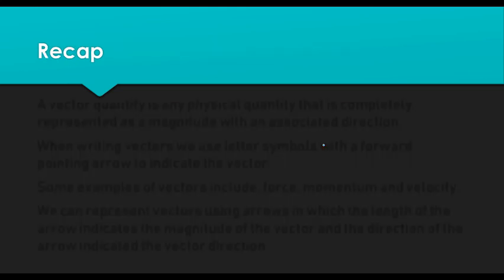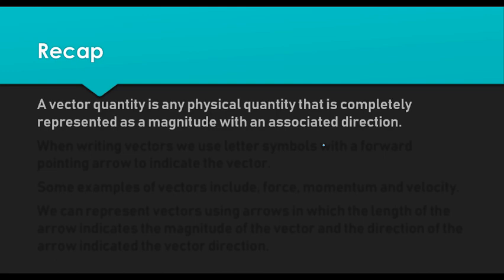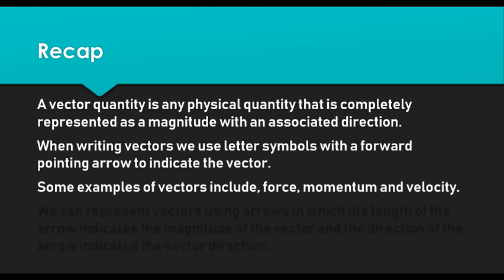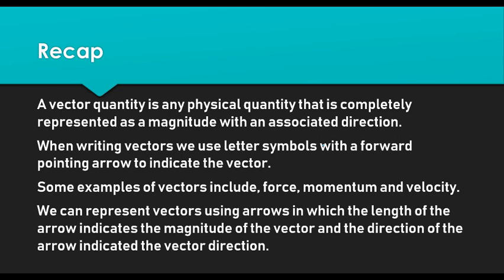So let's quickly recap what we have learned so far. So we've learned that a vector quantity is any physical quantity that is completely represented as a magnitude with an associated direction. And when writing vectors, we use letter symbols with a forward pointing arrow above the vector to indicate that the quantity is a vector quantity. And some examples of vector quantities include force, momentum, and velocity. We can represent vectors using arrows in which the length of the arrow indicates the magnitude of the vector, and the direction of the arrow indicates the direction of the vector.